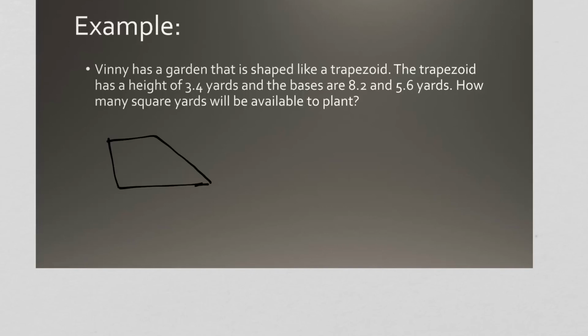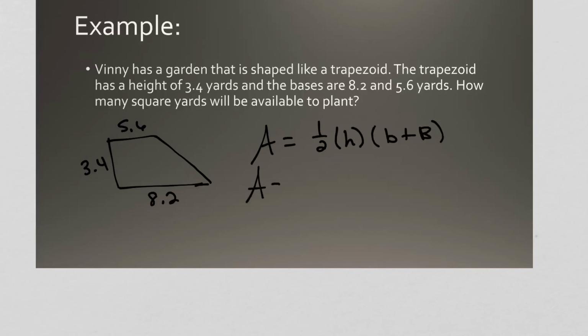So he has a garden that is shaped like a trapezoid. The trapezoid has a height. So here's our height, 3.4 yards. The bases are 8.2 and 5.6 yards. How many square yards will be available to plant? So don't forget, we're using 1/2 times your height times your little b plus your big B. So area is equal to 1/2. Our height in this case is 3.4. Our little b is 5.6. And our big B is 8.2.